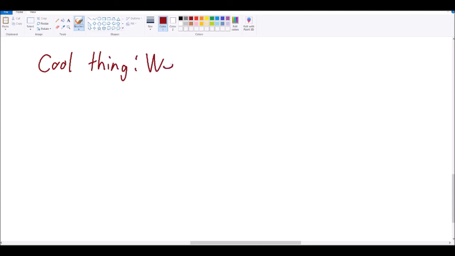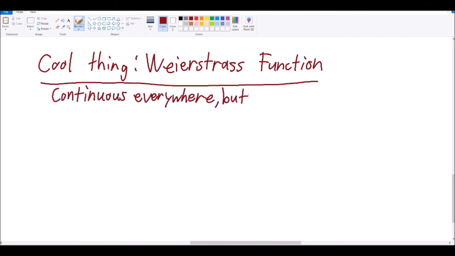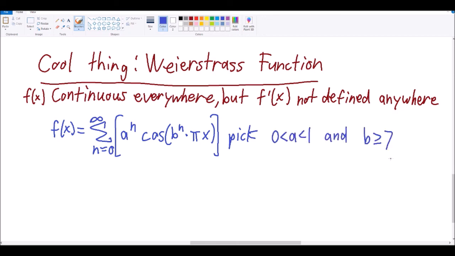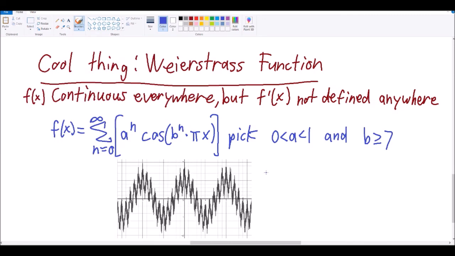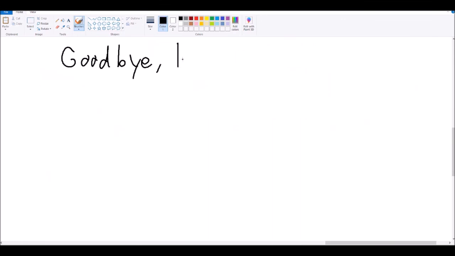This also means you have functions like the Weierstrass function, which is continuous everywhere, but it's nothing but spikes, so the derivative is undefined on the entire function. Here's what that function looks like. Yeah, it's pretty weird, and it completely upended mathematics when it was first discovered in 1872. Wild. So goodbye, limit definition. We don't need it anymore.